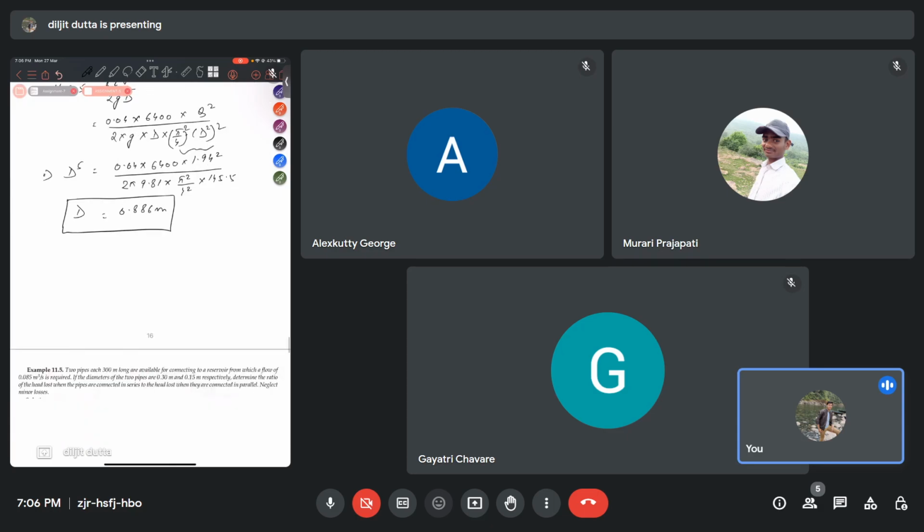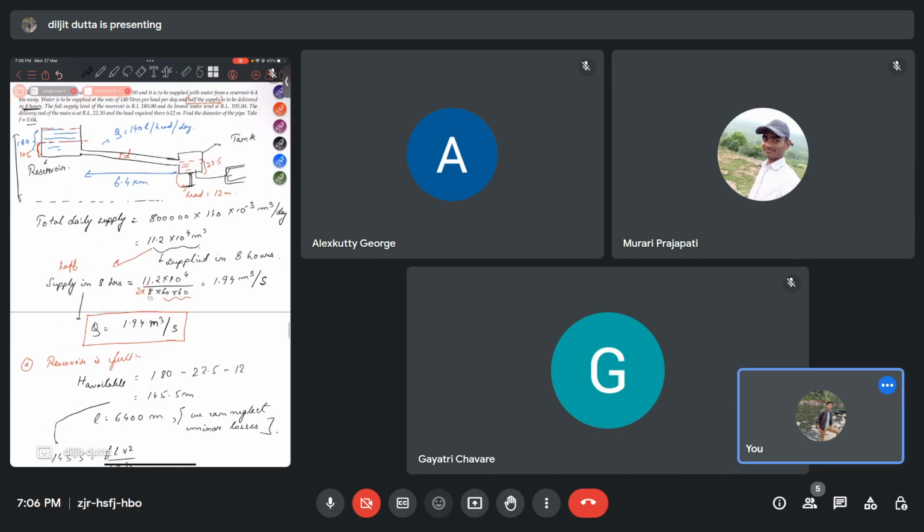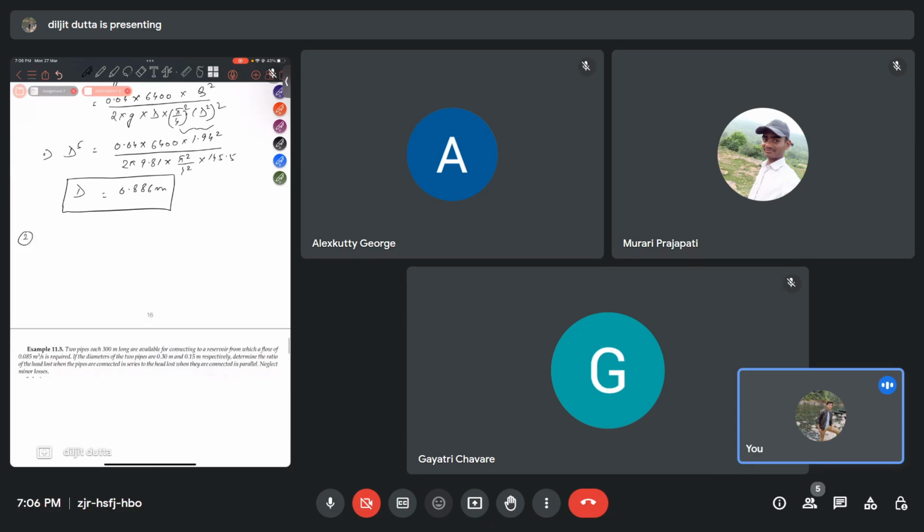Now if you are supplying water with the lowest head, that is when RL is 105. Case 2.